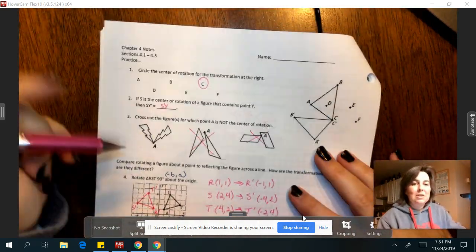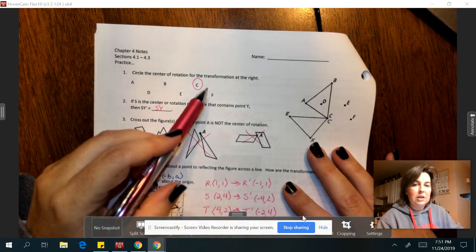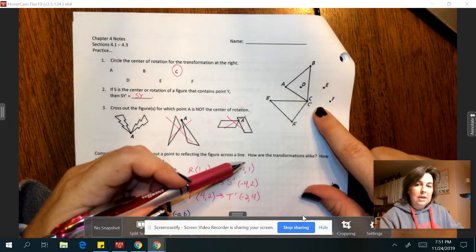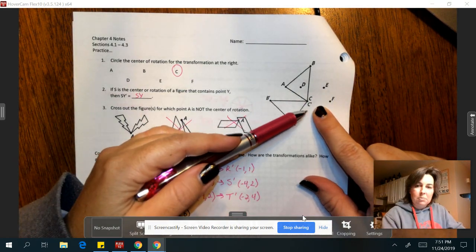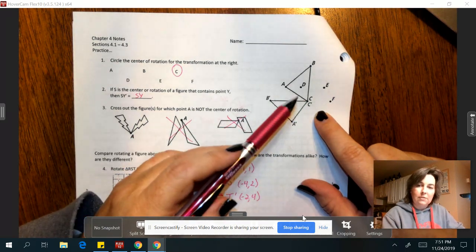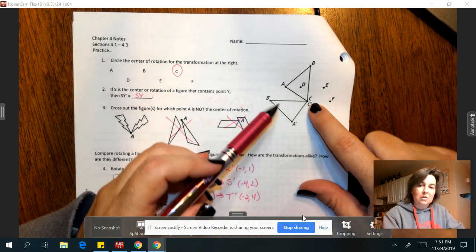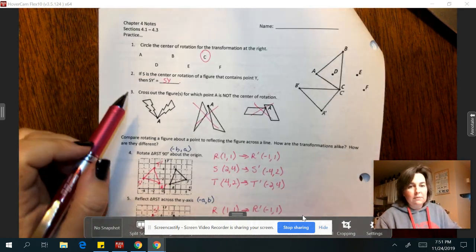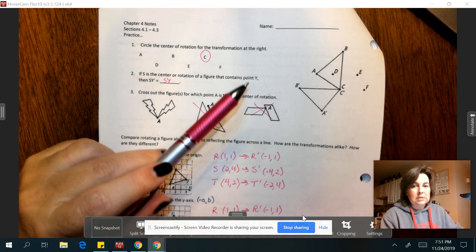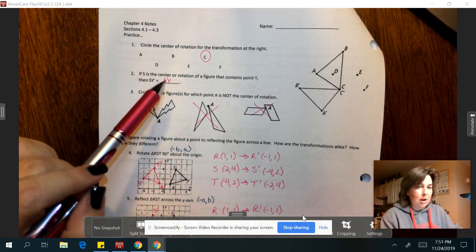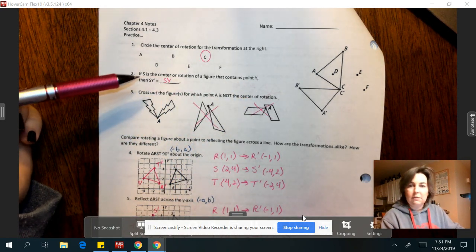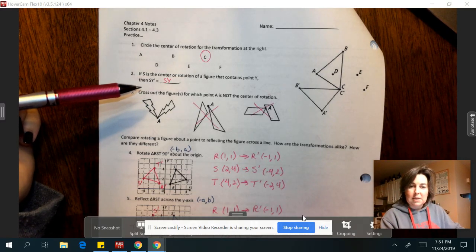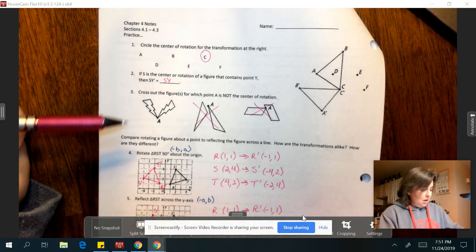Okay, so number 1 says circle the center of rotation for the transformation at the right. It's got to be C, because C prime landed on top of C. If they are right on top of each other, it didn't move when it rotated, so it has to be C. 2, if the center of rotation of a figure contains the point Y, then SY prime is the same thing as SY. That was in the definition or the key concepts for rotations.